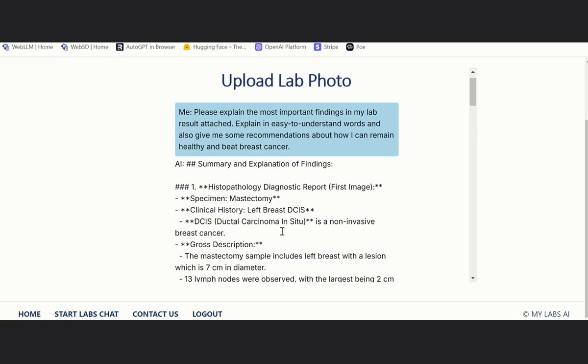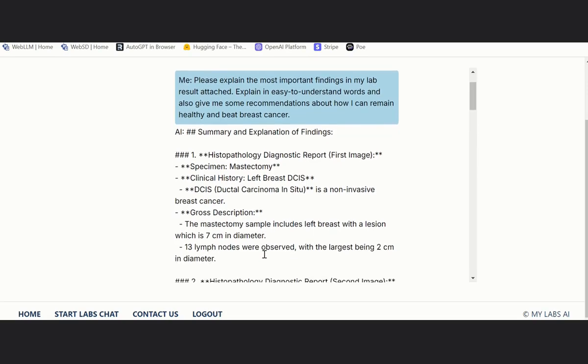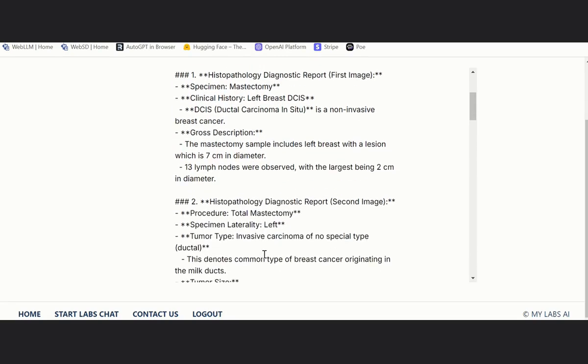So the report said, summary of explanation of findings, and please forgive me for mispronouncing some of these words. Histopathology Diagnostic Report, first image. Specimen mastectomy, clinical history, left breast DCIS, ductal carcinoma in situ, is a non-invasive breast cancer. Right, so the patient knows what she has. Gross description, the mastectomy sample includes the left breast with a lesion which is 7 cm in diameter. 13 lymph nodes were observed, with the largest being 2 cm in diameter.